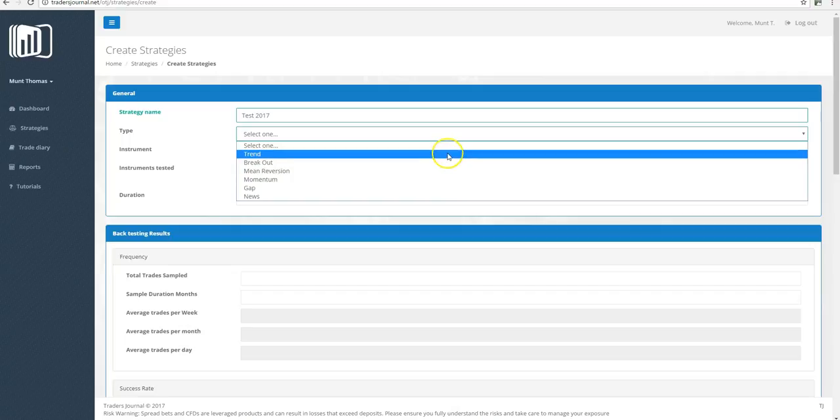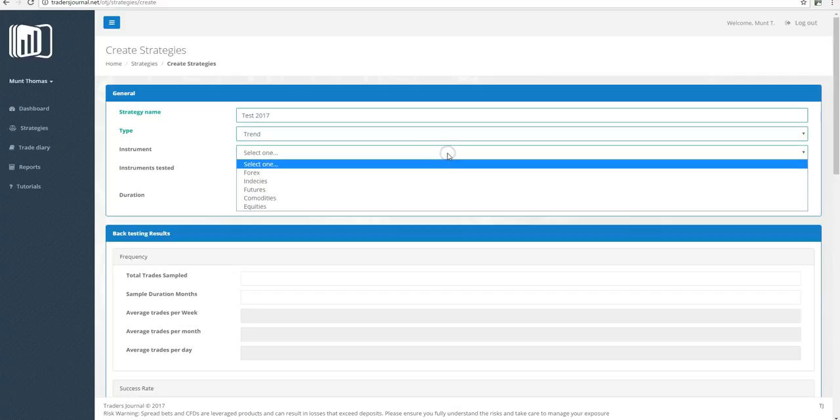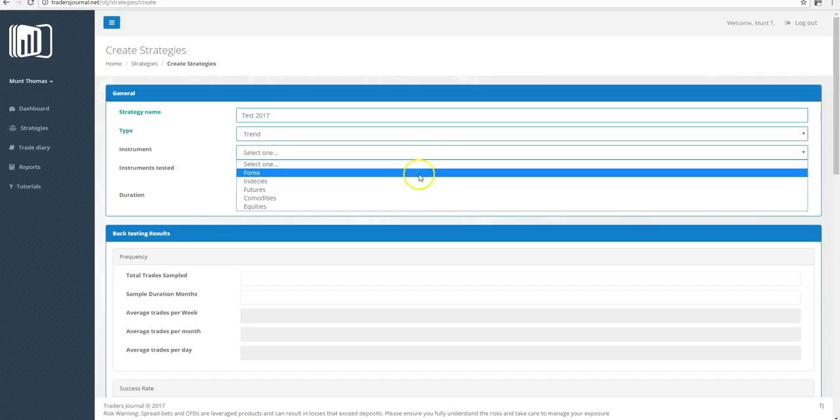So as I said earlier, ours is a trend strategy, and in our case, we've tested it using Forex, FX pairs. Again, when you're inputting a strategy here, it's important that you use the specifics that you have tested.